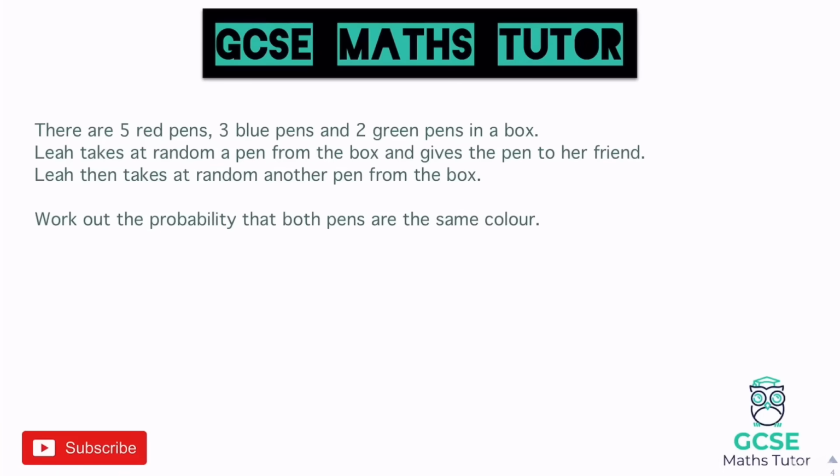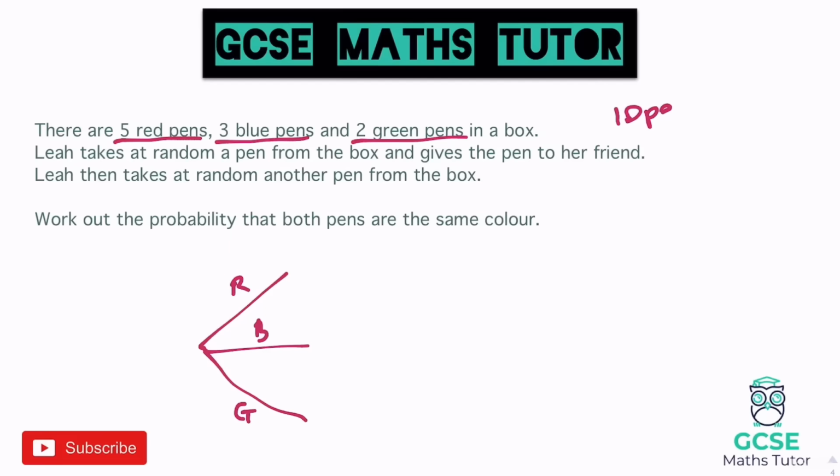So we can do this using a probability tree, but there are 3 things. So I'm going to have 3 branches here, and it can get quite messy. So we've got red, we've got blue, and we've got green. Now in total there we've got 5 red pens, 3 blue pens and 2 green pens, and in total that adds up to 10 pens. So this is going to be all out of 10 pens here.